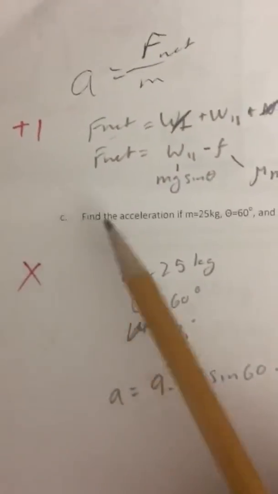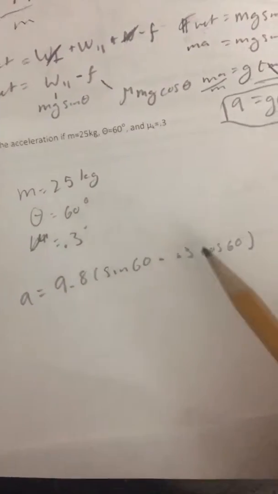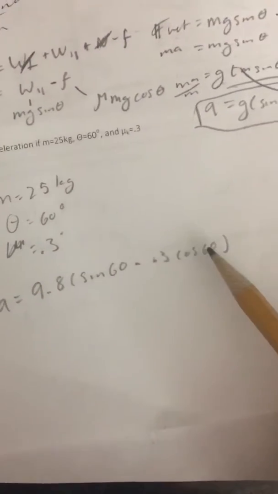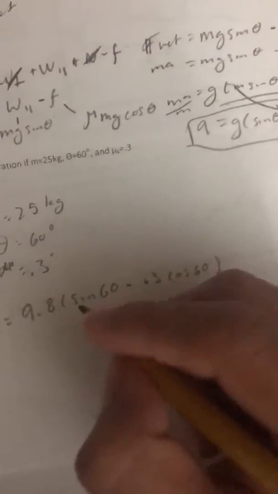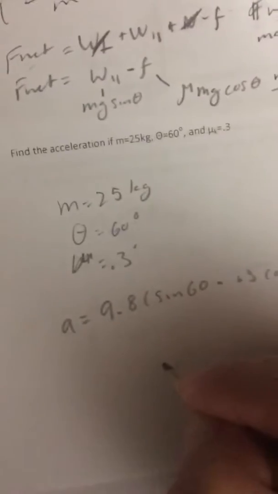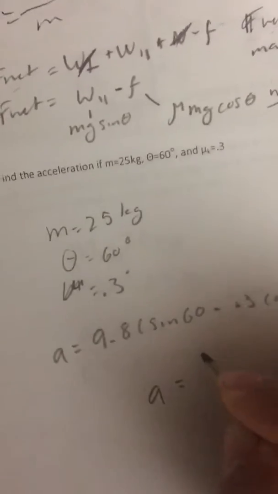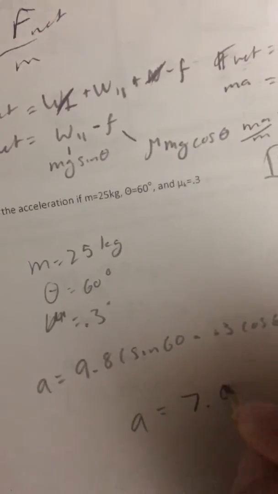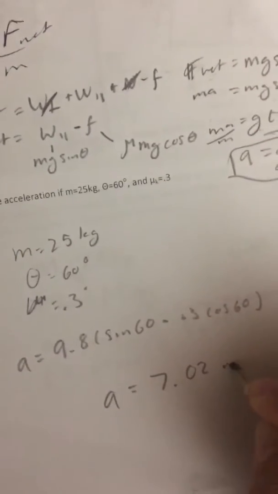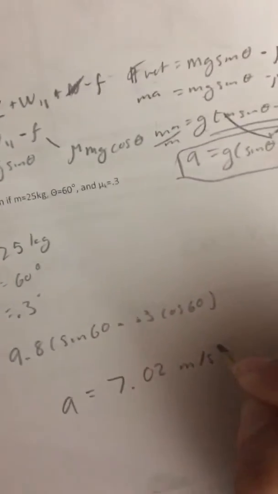You get part C, find the acceleration of everything. Basically plug everything into the equation that we just made. So you get A equals 9.8 times sine 60 minus 0.3 cosine 60, which if we plug it into our handy dandy calculator, gives us acceleration equals 7.02 meters per second, since it's acceleration squared.